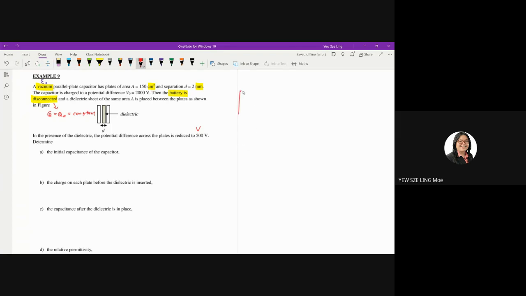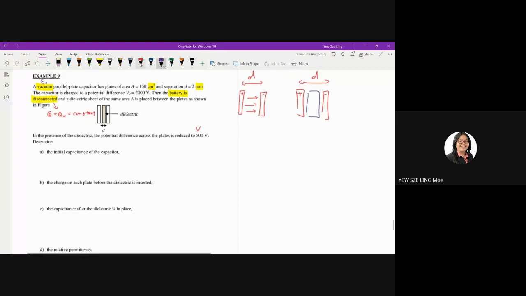This is our capacitor. Initially, the capacitor has an electric field from the positive plate to the negative plate. That is what we learned. And then we insert a dielectric in between. So now you still have the plates, positive and negative, with the same separation. You cannot change the separation here unless the question mentions you change it. So now you have a dielectric in between them.